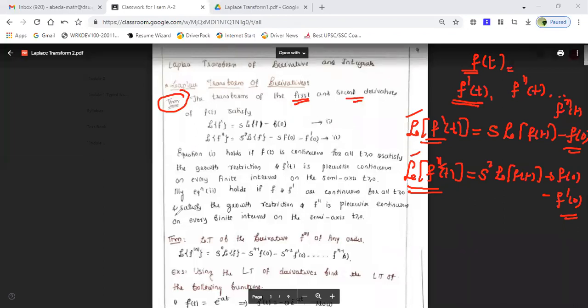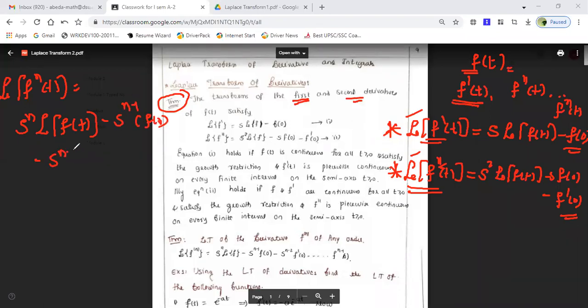Whenever you want to solve problems based on the derivative, you should remember the formulas. In general, if I want the nth derivative, fn of t, how do you do that? It is s^n L of f of t minus s^(n-1) f of 0 minus s^(n-2) f dash of 0 minus s^(n-3) f double dash of 0, and so on up to f^(n-1) of 0. So this is your final result.